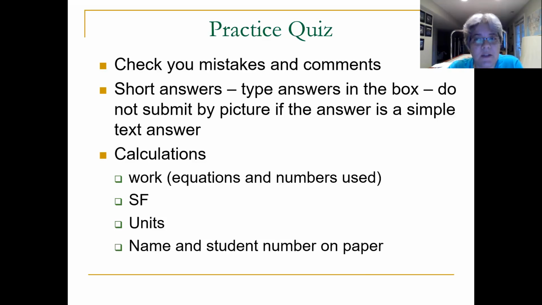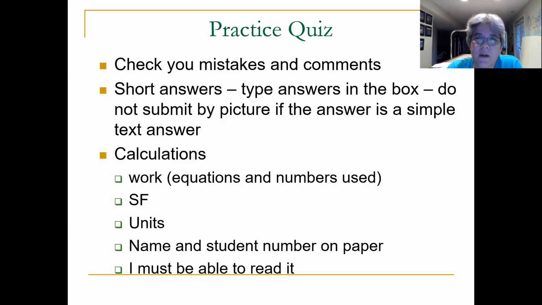Also, you need to make sure you write your name and your student number on every picture. And if I'm not able to read it, it's wrong. So you have to make sure you write so I can read it.